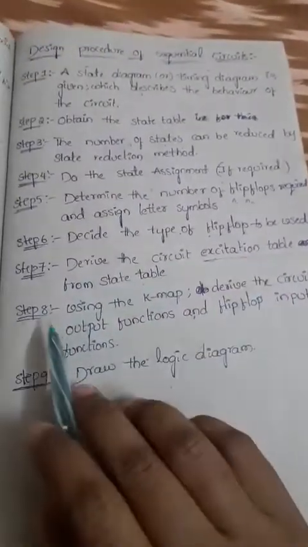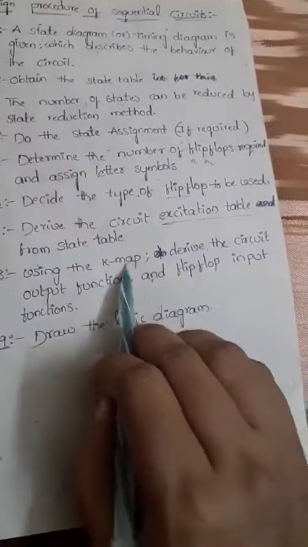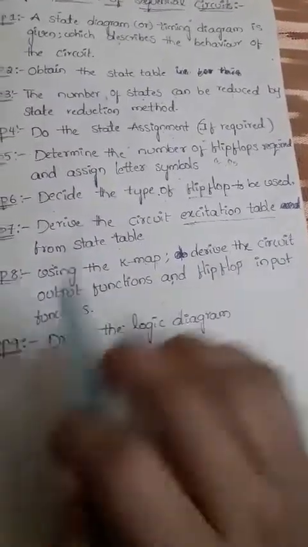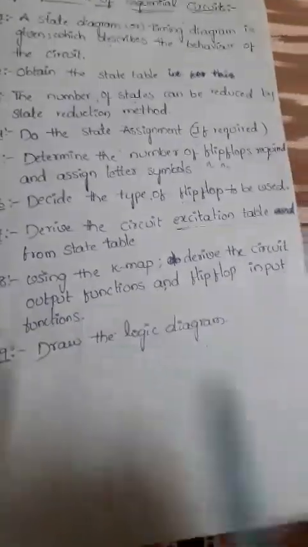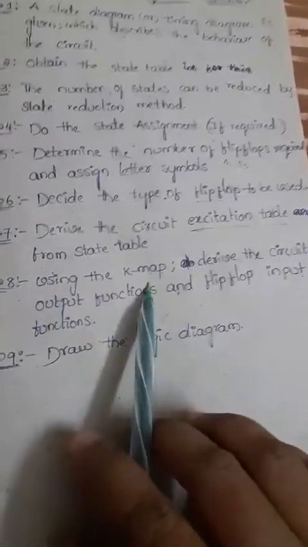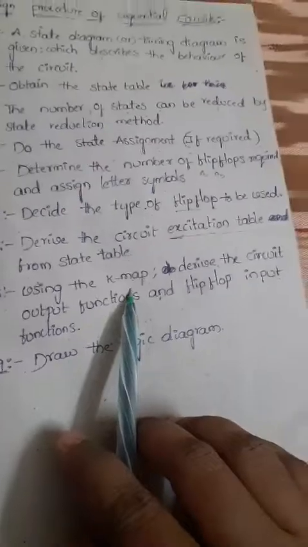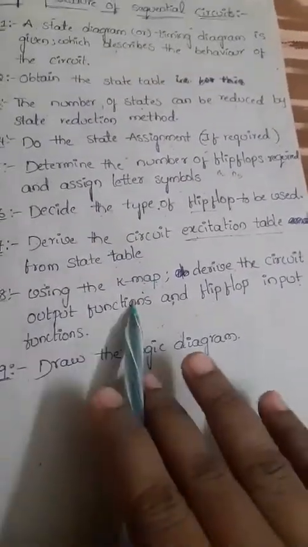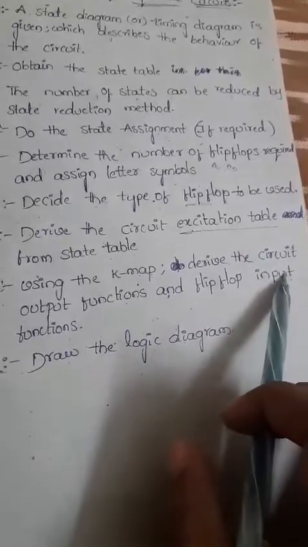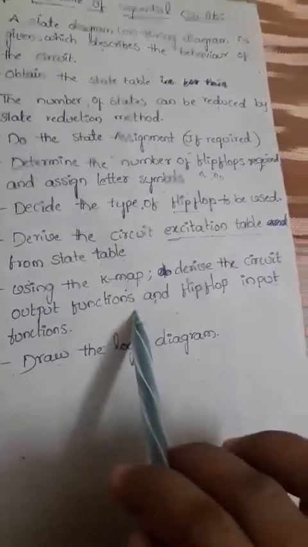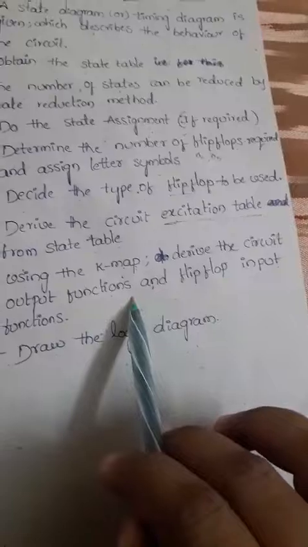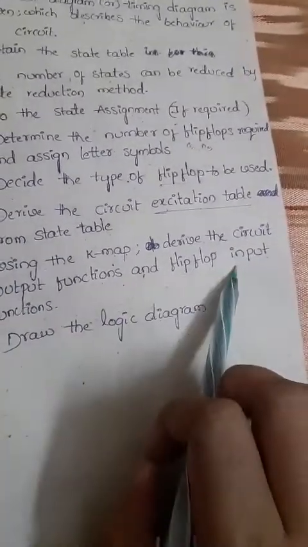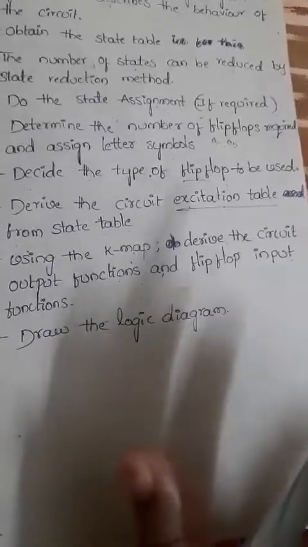Now coming to step 8: using the K-map, derive the circuit output functions and flip-flop input functions. Here we have to use the K-map, which I already explained. With the help of the K-map, we have to find the Boolean functions, for the outputs and for the flip-flop inputs. We have to find the Boolean equations.